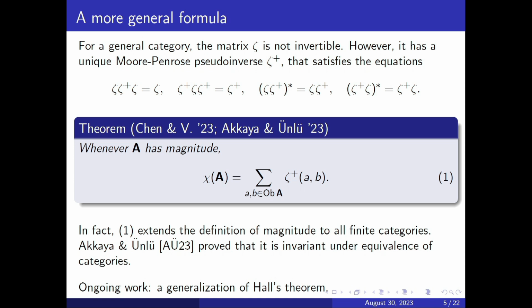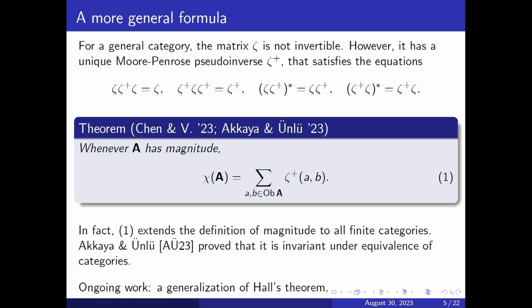And in fact, Akaya and Undu proved that this is an invariant under equivalence of categories. So let's say it's a decent definition. And what I've been working on in the last months, but I still don't have a result to present, is a generalization of Hall's theorem for this pseudo-inverse. And in fact, you have something like that, but the story is a bit more complicated.